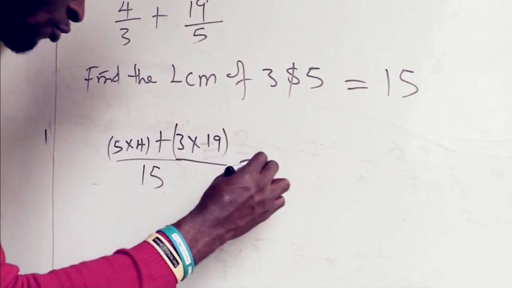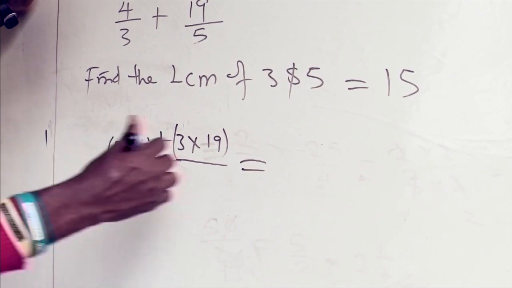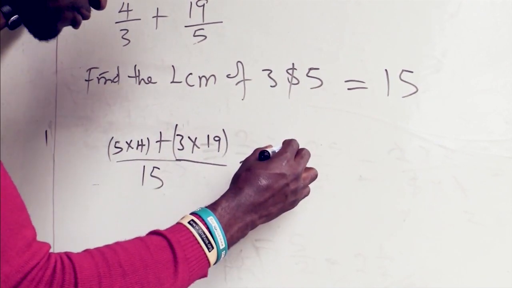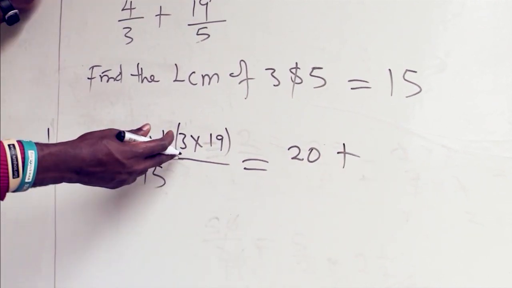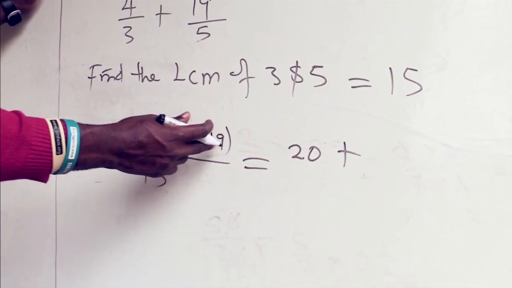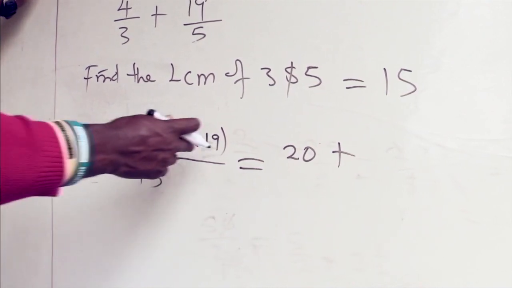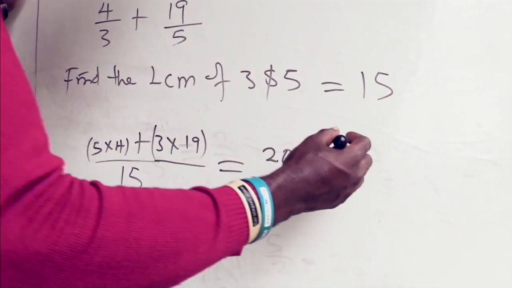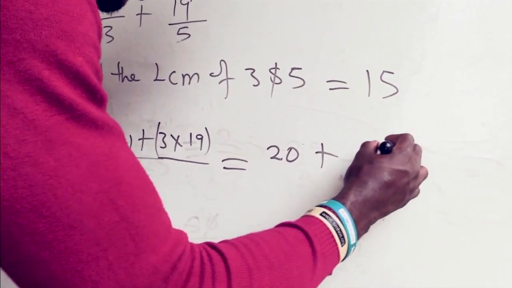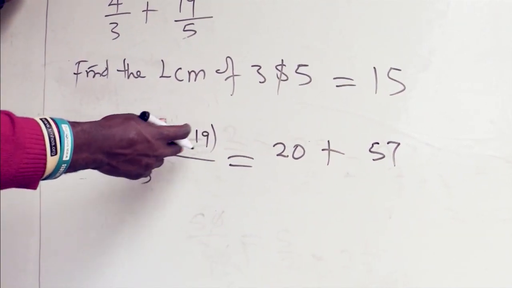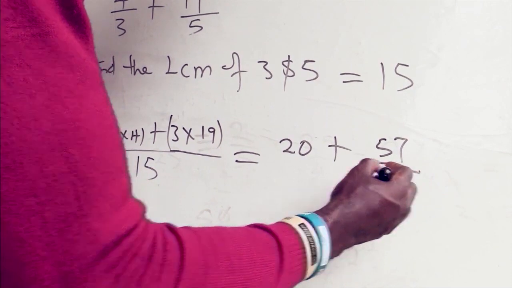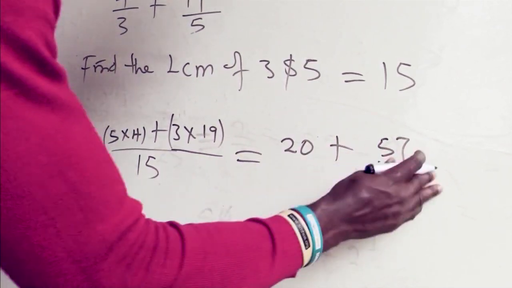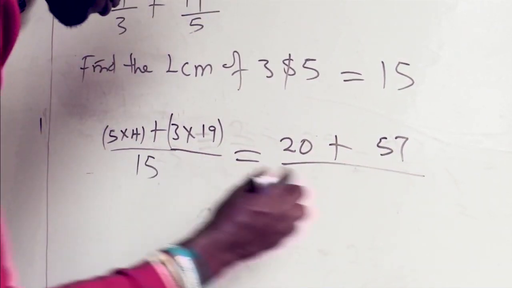So you go again. 5 multiplied by 4 will give you what? On the calculator, you have 20, plus, when you multiply 3 and 19, you will have 57. 57, yes. All over what? 15, put together.